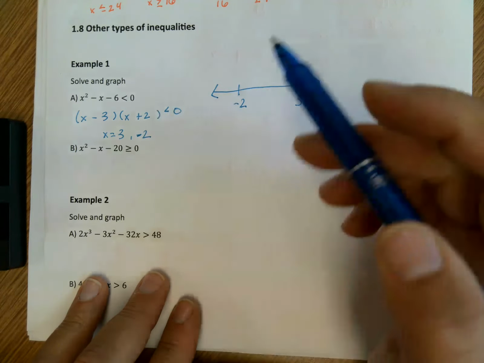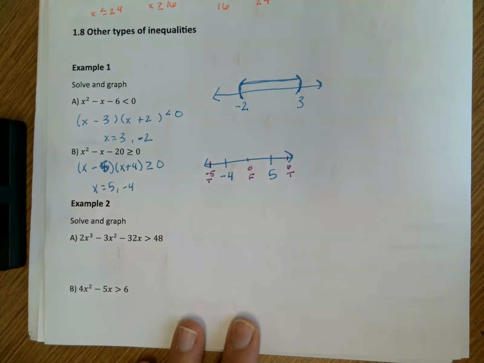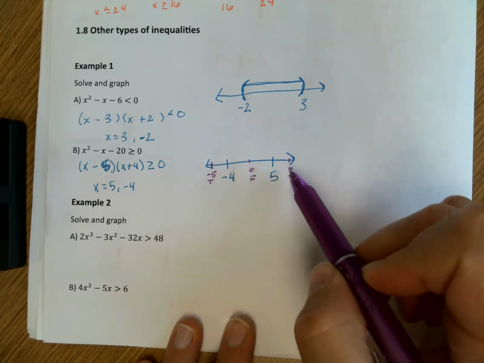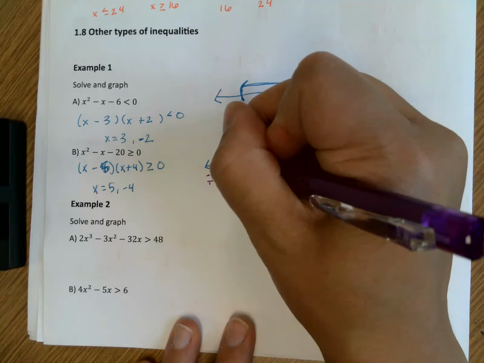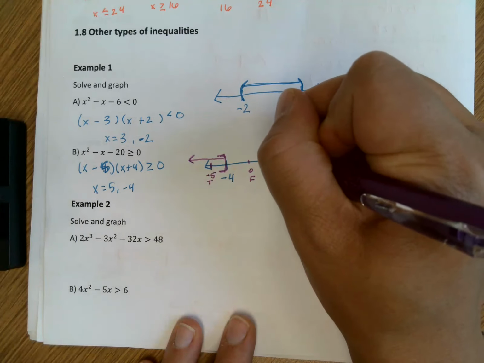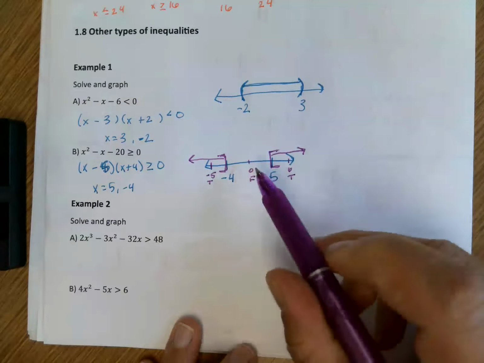I want you to try to pause the video and do B by yourself. So closed, so it's going to be a bracket. Now my true statements are on the outside. So I'm going to have a bracket at negative 4 shooting to the left and a bracket at 5 shooting to the right. Everything in between was a false statement. It does not include that.